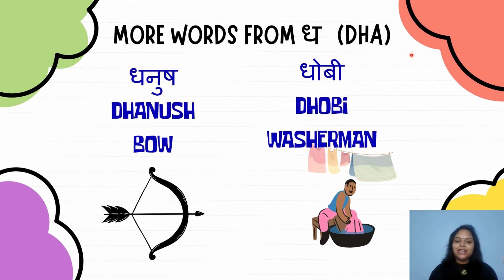More words from dha are dhanush, that is called bow. And what was arrow? We learned in the last class. The arrow in Hindi is called baan, and bow in Hindi is called dhanush. So bow and arrow is dhanush baan. And washerman, one who washes your clothes. Washerman in Hindi is called dhobi.